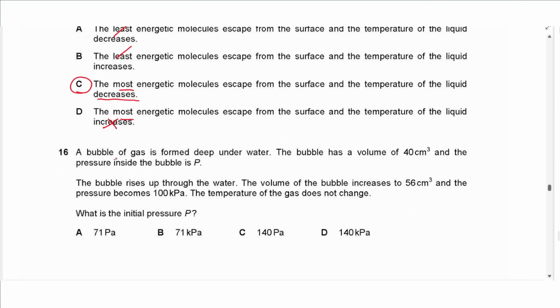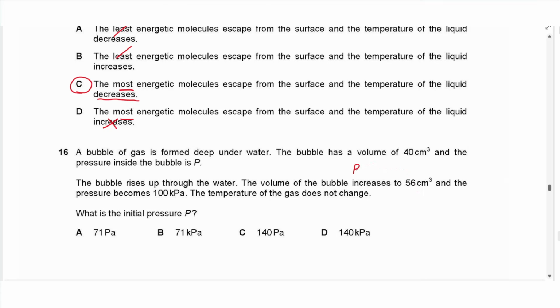Question 16 says a bubble of gas is formed deep underwater. The bubble has a volume of 40 centimeter cubed, and the pressure inside the bubble is P. The bubble rises up through the water. The volume of the bubble increases to 56 centimeter cubed, and the pressure becomes 100 kilopascal. The temperature of the gas does not change. What is the initial pressure P?